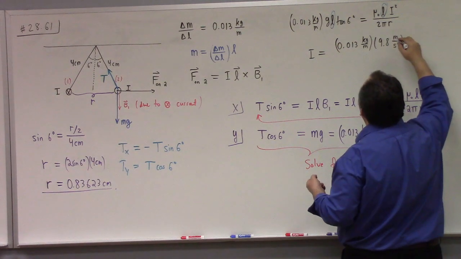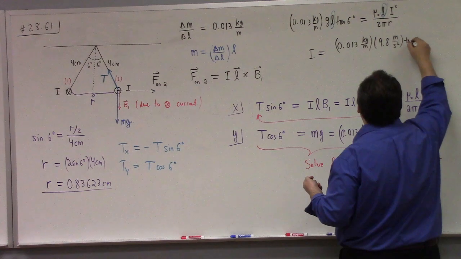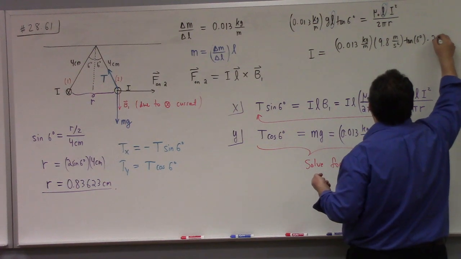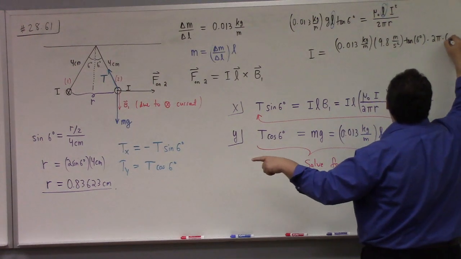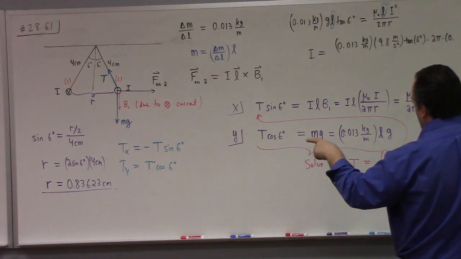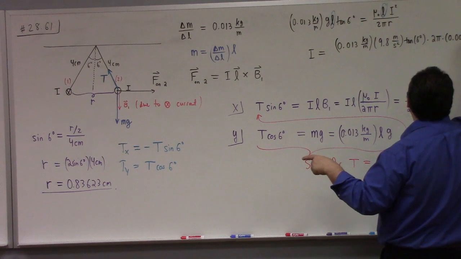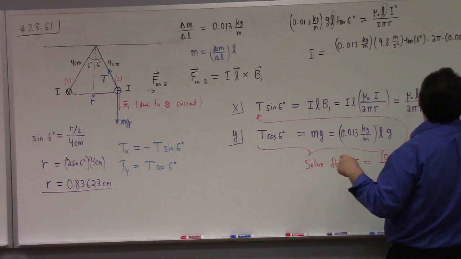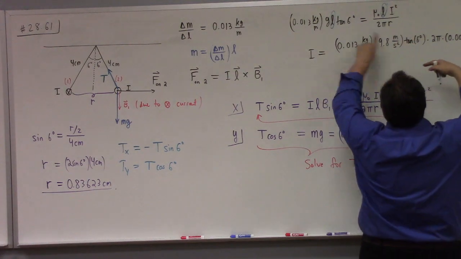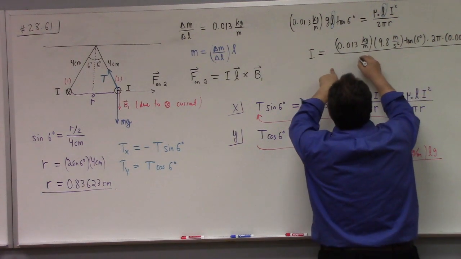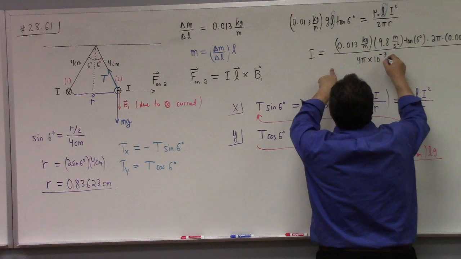Let's see here. So g, the L's canceled. We've got a tangent of 6 degrees, right? We still got to multiply by 2 pi. And then the R we figured out over there, I'm going to put it back, I need to put it into meters. Let's go ahead and do that. 0.0083623 meters. I think that's it for my things in the numerator, and I need to divide all that by mu naught. Now mu naught is 4 pi times 10 to the minus 7th, right?